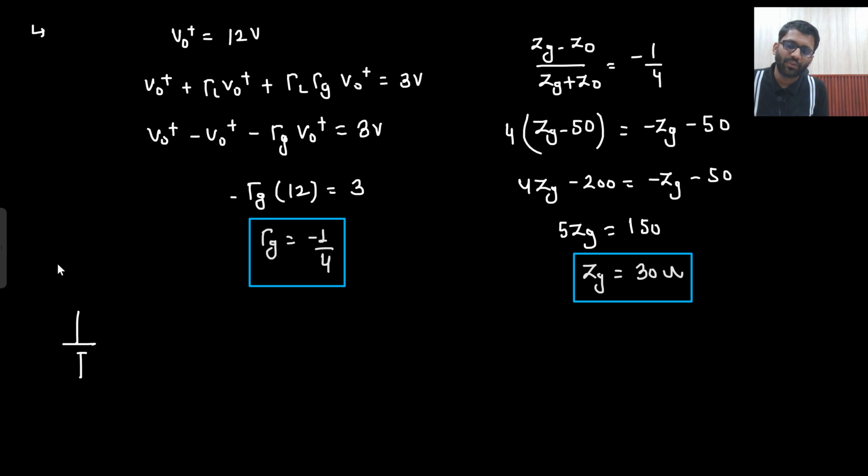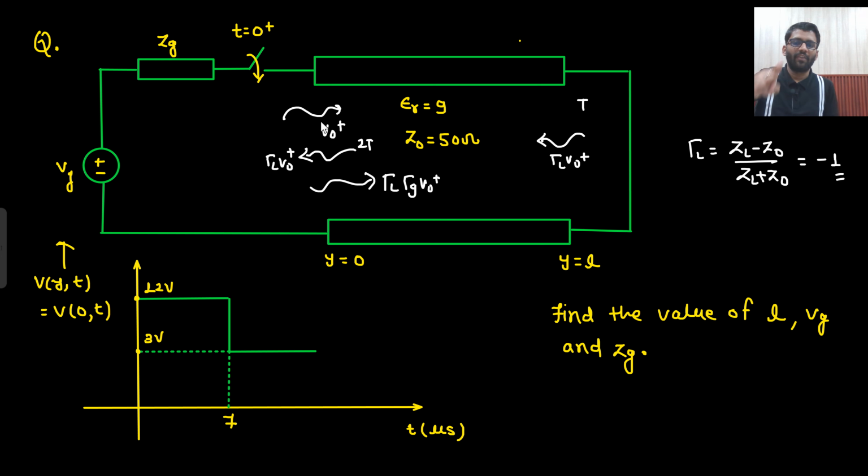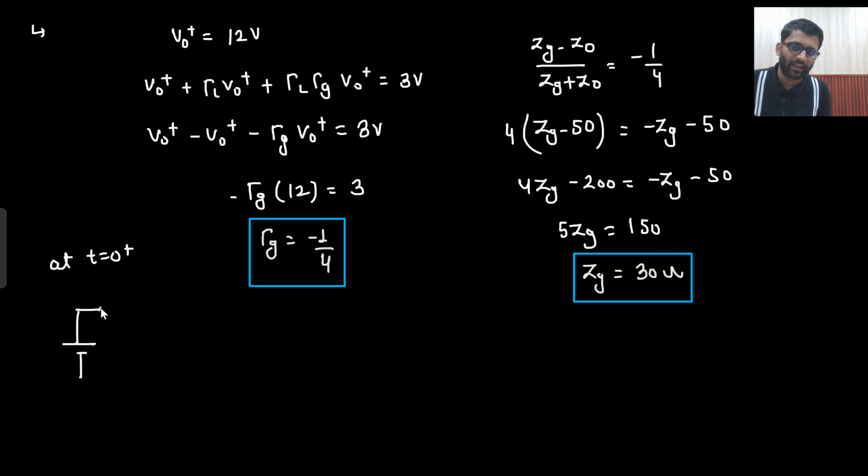Because at t equals 0 plus, what will my V0 plus see? My V0 plus will only see Z0. So at t equals 0 plus, I can replace my circuit as this is my Zg and this is my Z0. So this is my Vg. What is my Zg? 30 ohm. What is my Z0? 50 ohm.